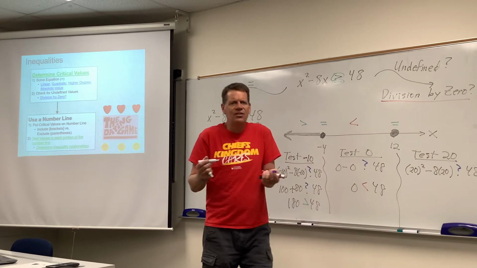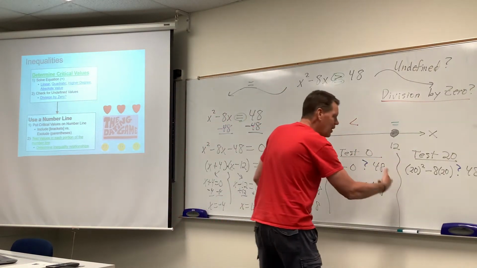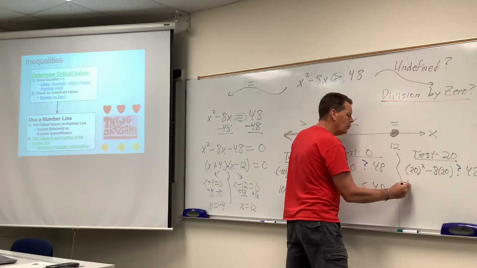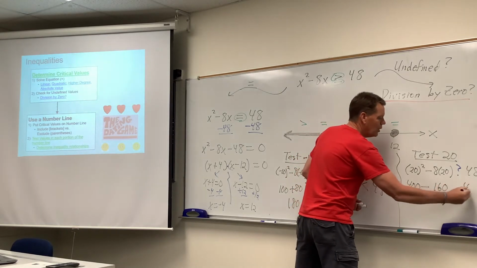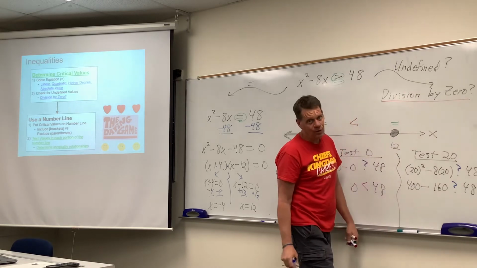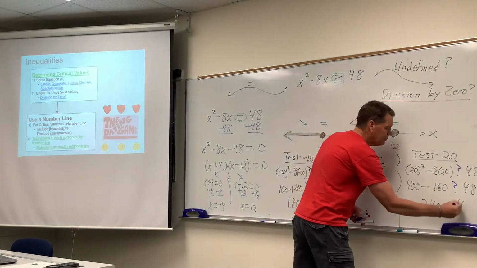Just like at the beginning stages of a date, you got to spend time together. You got to evaluate, you crunch numbers. 20 squared is 400. 8 times 20 is 160. 48 sitting over here. The date's not quite over. We pause at the door. We subtract. We end up with 240 over here, and that's 48.